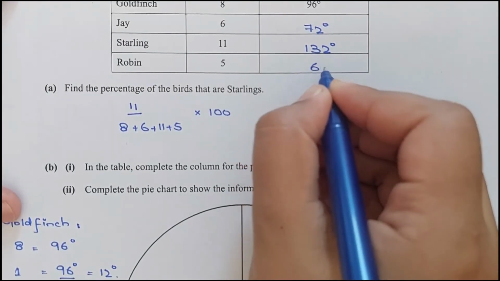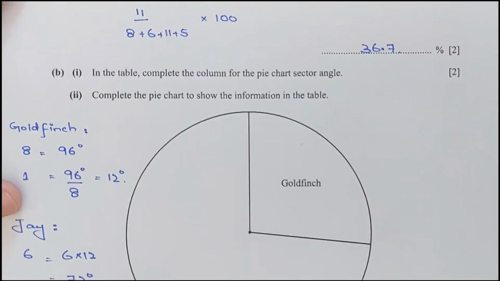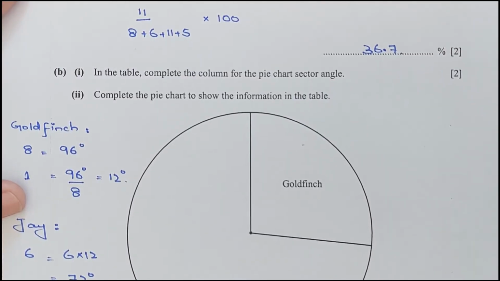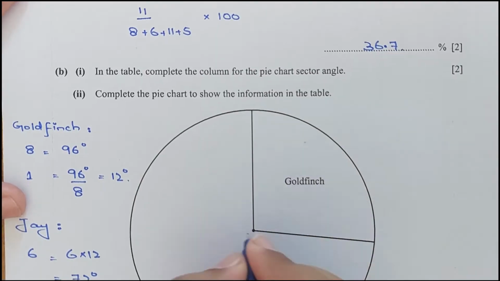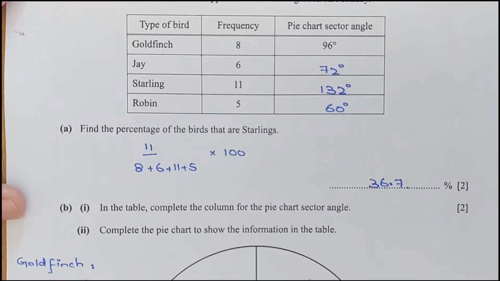So that is 60 degrees. All right, the column is completed. Now for the second part of B, complete the pie chart to show the information in the table. Goldfinch is already done, which is 96 degrees. The next one is 72 degrees for J.